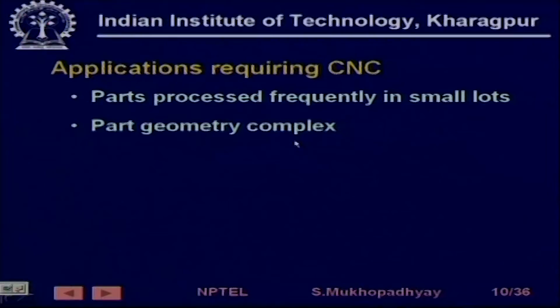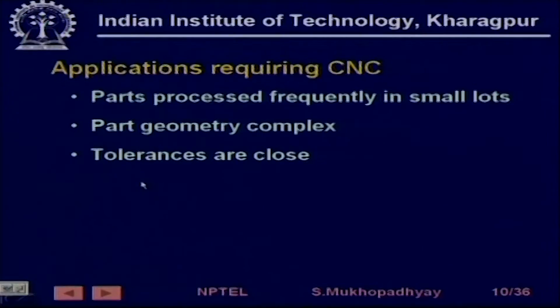Where the part geometry is complex, you don't have to rely on the operator skill. You just have to produce a correct part program, and if the part program is correct, then the automated machine will produce that geometry correctly irrespective of the operator skill. Tolerances are close, because the kind of controls that you apply are so sophisticated that it is not possible for manual operators to apply such controls, and therefore very high compliance to the tolerances can be realized.